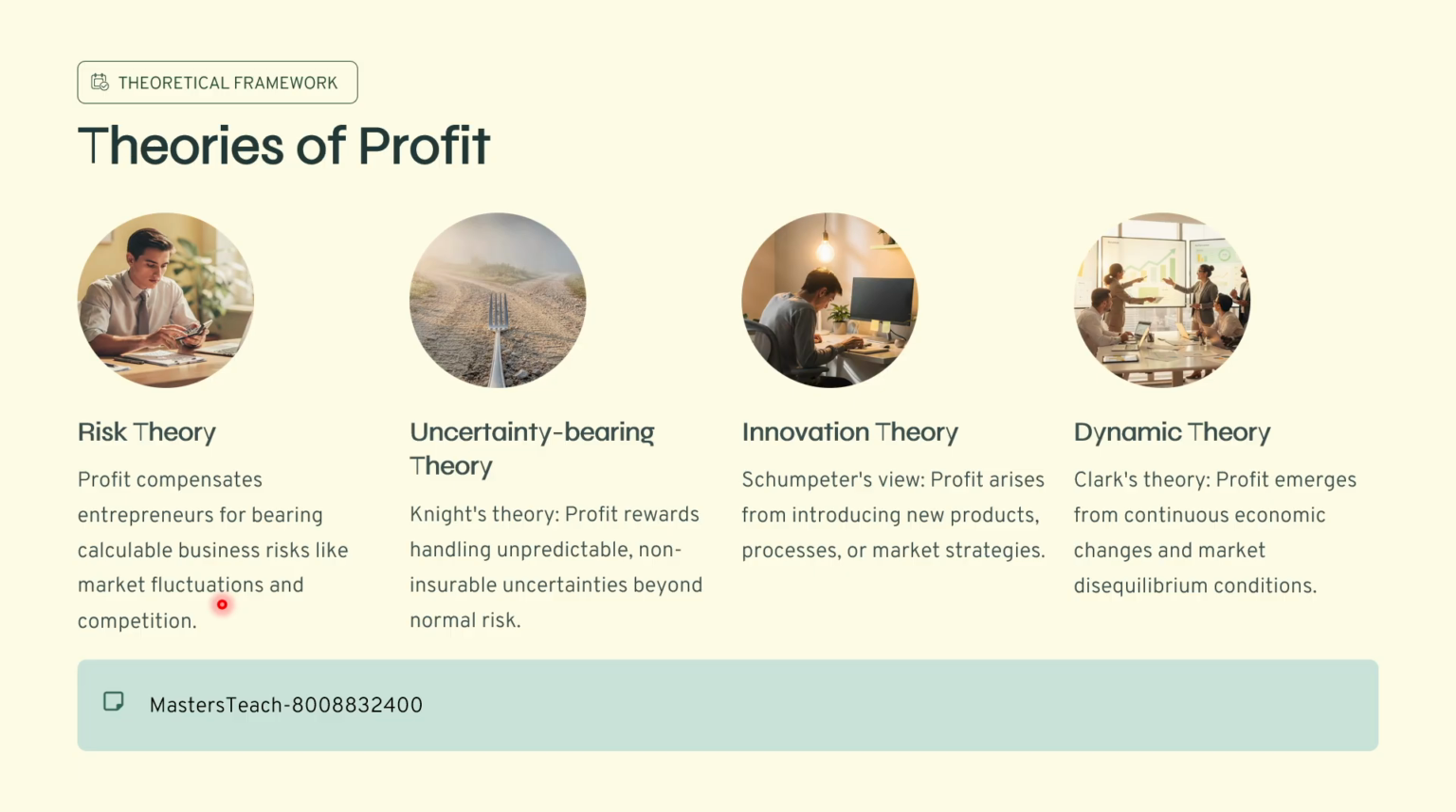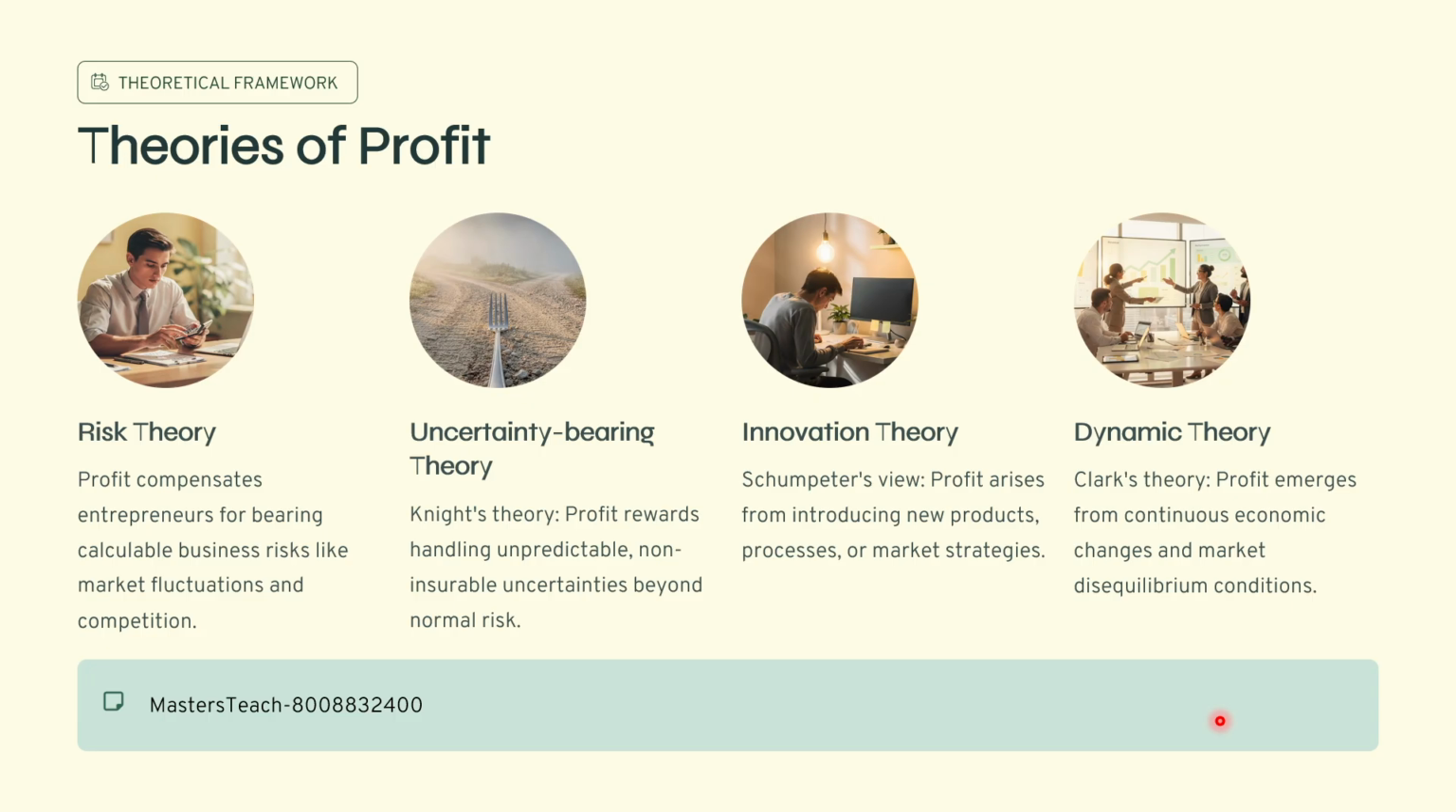Uncertain bearing, this is also called Knight's theory. Profit is the reward for handling unpredictable or non-insurable uncertainty beyond the normal risk, that is uncertain bearing. Then innovation theory, which is given by Schumpeter. Profit arises from introducing new products, processes or marketing strategies. Then dynamic theory, it is Clark's theory. Profit emerges from continuous economic changes and market disequilibrium conditions.